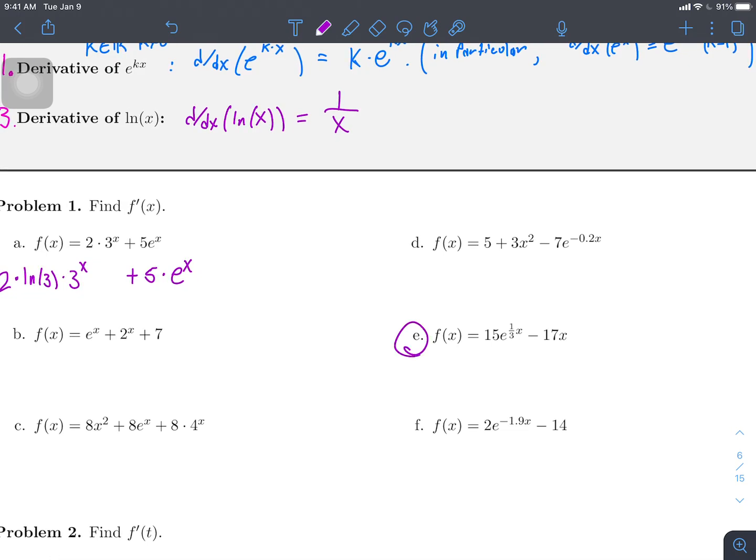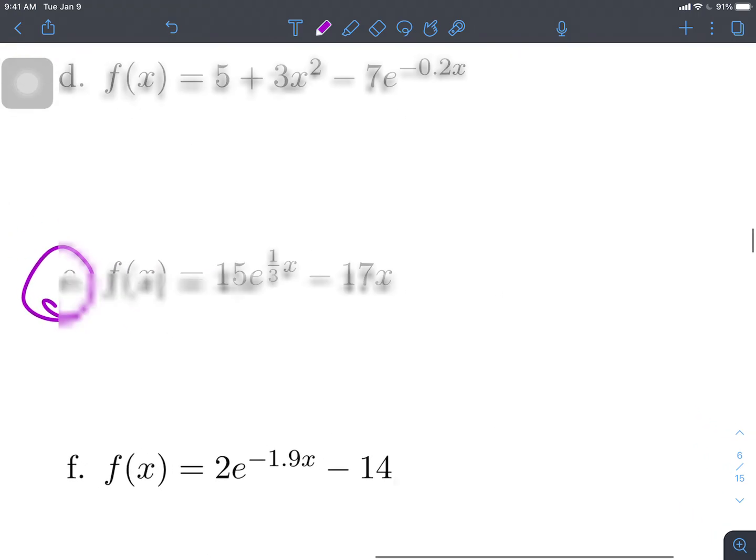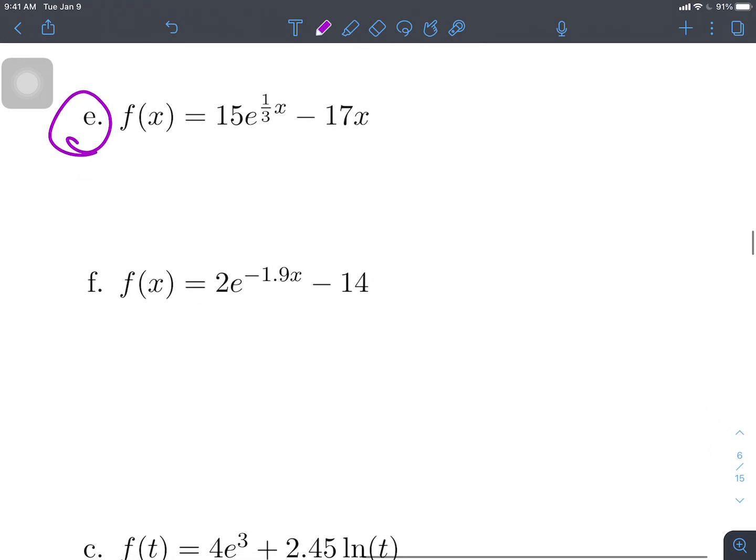Let's try e. Okay, I can't zoom for some reason. There we go. Okay. Man, this is messed up. Okay, so I want to do the derivative of e.